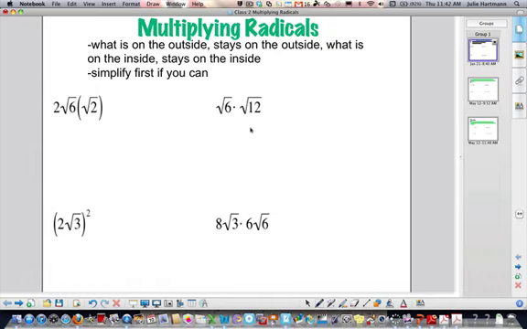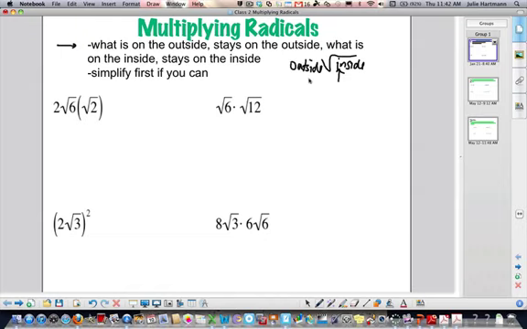Multiplying radicals. All right, couple things. What is on the outside stays on the outside. What is on the inside stays on the inside. And when we talk about radicals, inside is here, okay, and the outside is here.